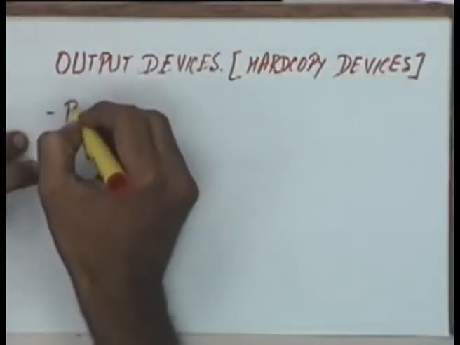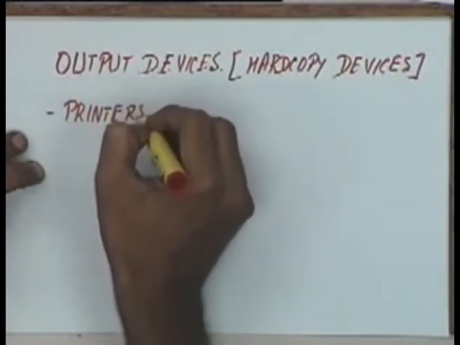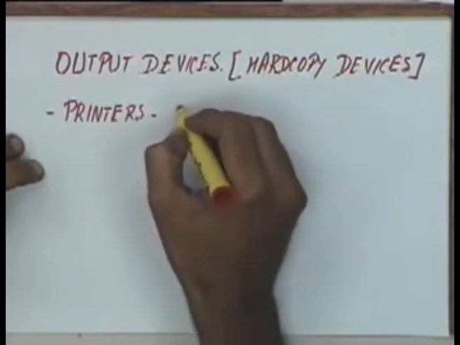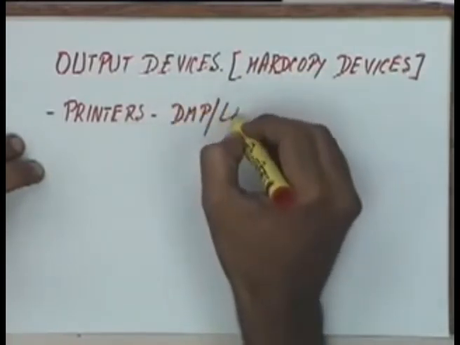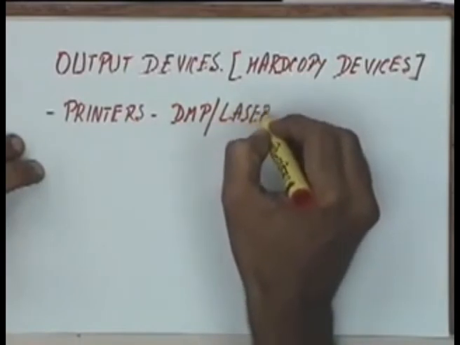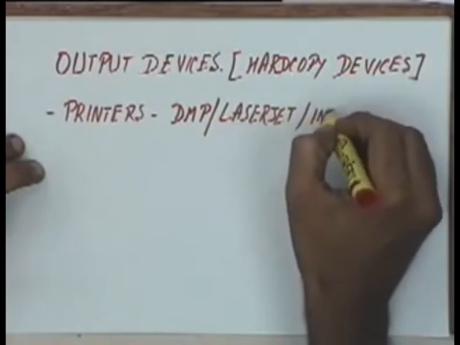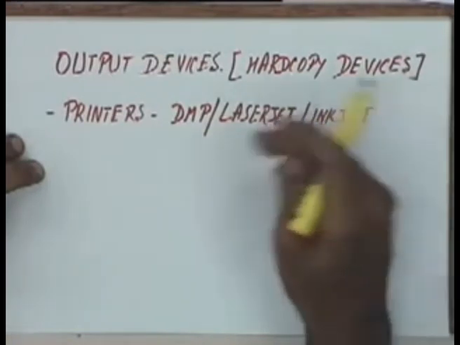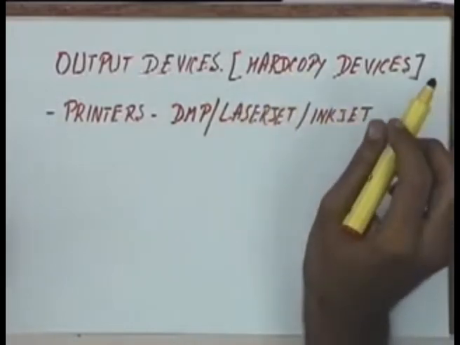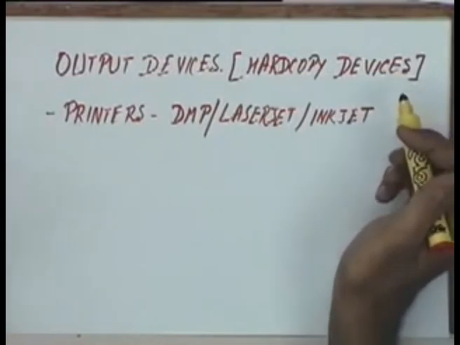I think you are probably all familiar with different kinds of printers: dot matrix printers, laser jet printers, or inkjet printers, and so on. We are probably all familiar with these different kinds of printers. They can all be used for taking graphics printouts. You are probably aware of that also.